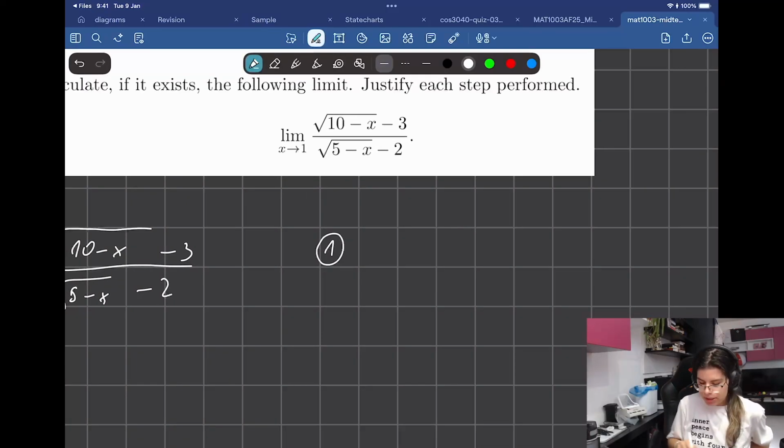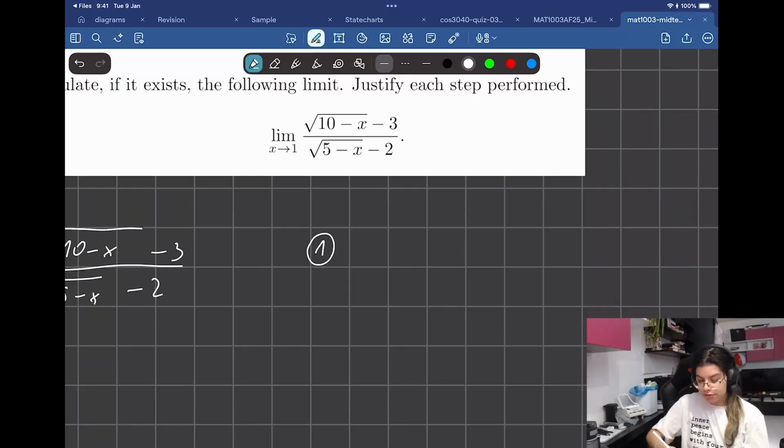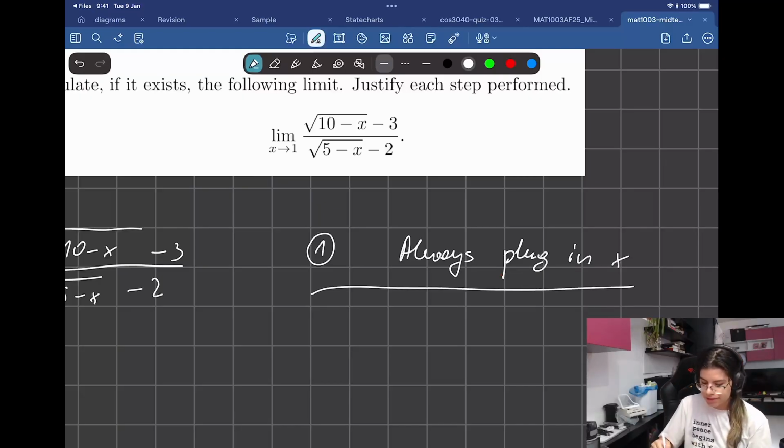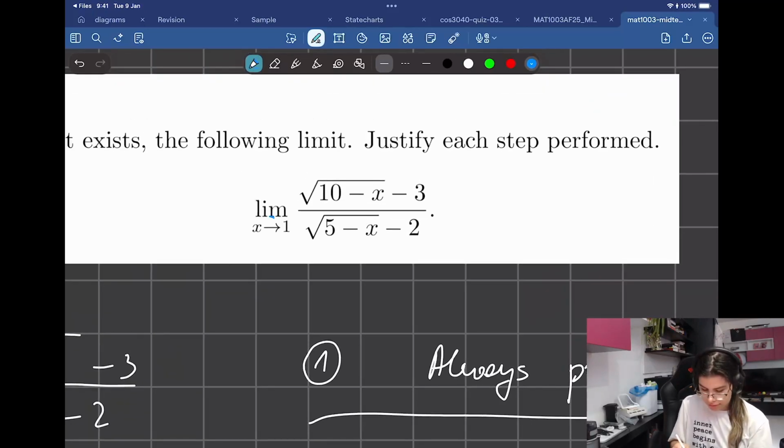Firstly, whenever you're given a limit, the first thing you should do is always plug in x. Now, what do I mean by plug in x? In the limit, you're given some value of x. X approaches 1, for example. First thing you should do is take that value, in this case 1, and plug it in and just calculate to check what the result is. In some rare cases, you might actually get a number, like 2/3 or 5 or whatever, and that's your final answer. You don't need to simplify anything.